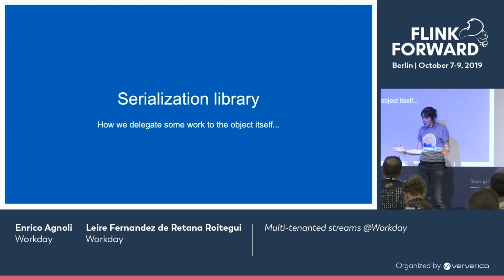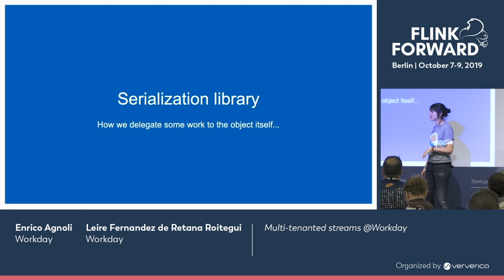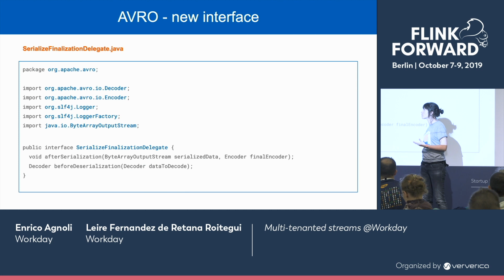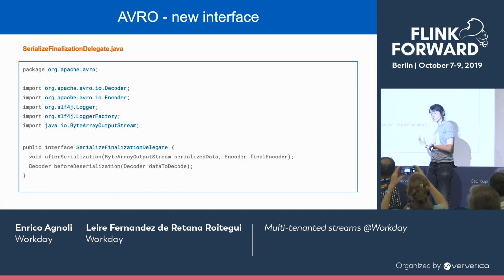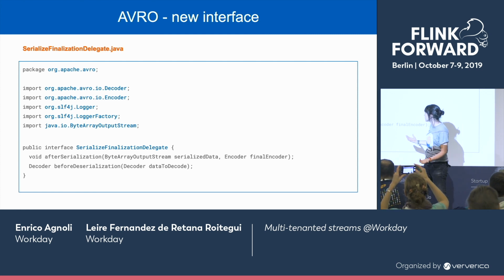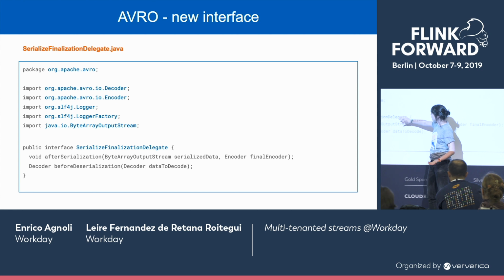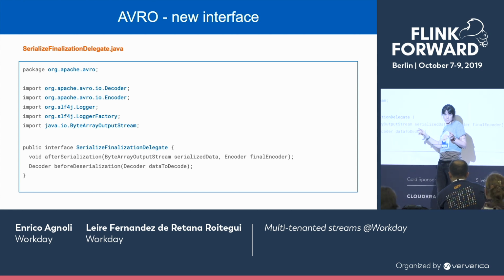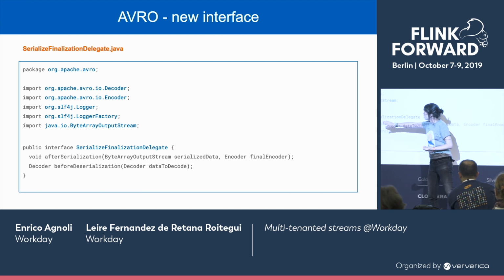Now that we've seen the overall view, we're going to dig into the actual three parts that I said, more the implementation. So first is the serialization library. And in here, we had to extend the library to create an interface that will allow us to delegate that logic. So in here, we can see this is the interface that the object will have to implement for being considered encryptable or needing encryption.